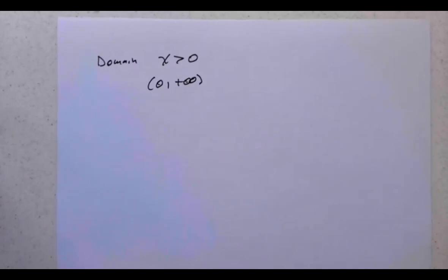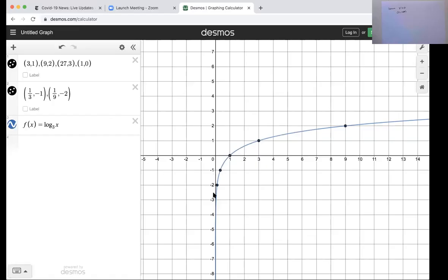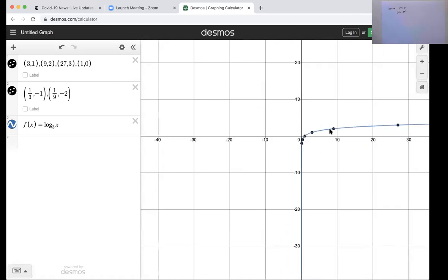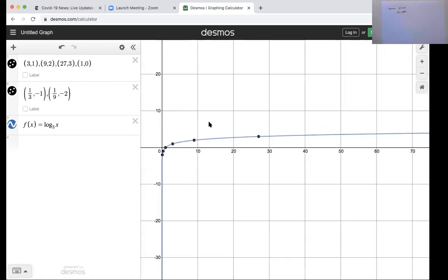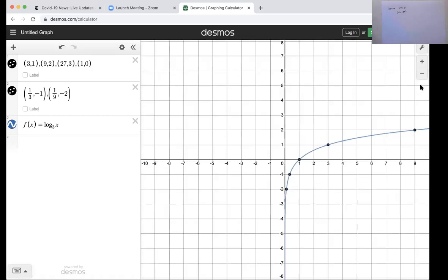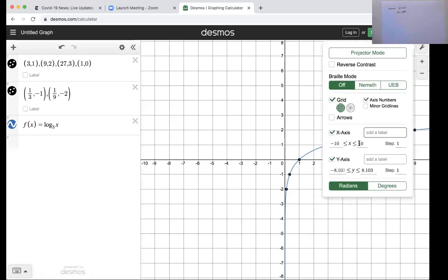Now, what about the range? What are the y values you see? Well, they certainly get as low as you want them to go. Do you believe that the y values get as high as you want them to go? And that's a little harder to believe just because it's growing so slowly. I mean, will the y value ever get to 10? It will, but it's going to take a long time. Let's see if I can adjust the window to a point where it actually even just gets to 10.